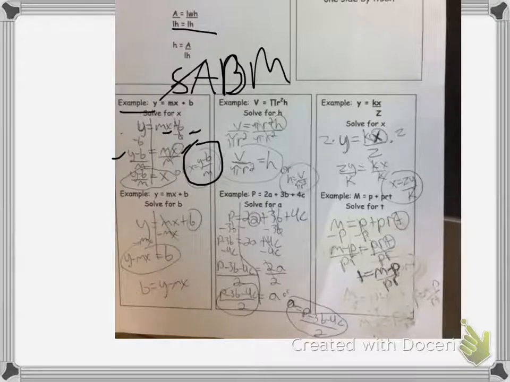Volume equals pi r squared h. Solving for h here. So I circled my h here. So all I gotta do is divide by pi r squared on both sides, and h equals v over pi r squared.